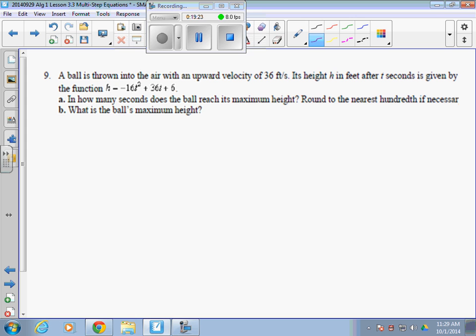Number 9 says a ball is thrown into the air with an upward velocity of 36 feet per second. Its height h in feet after t seconds is given by the function h equals -16t squared plus 36t plus 6. In how many seconds does it reach its maximum height? Round to the nearest hundredth if necessary. And what is the ball's maximum height?